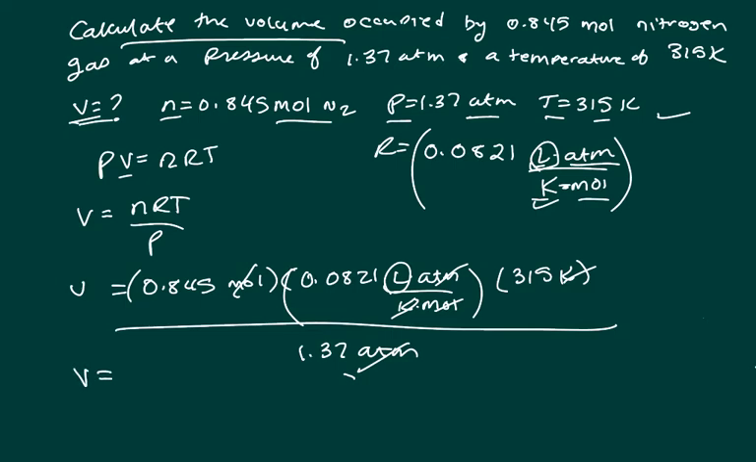Okay, 0.845 times 0.0821 times 315 divided by 1.37, and so it's 15.951, but we're going to do it to 3 sig figs, so that would be 16.0 liters is our volume.